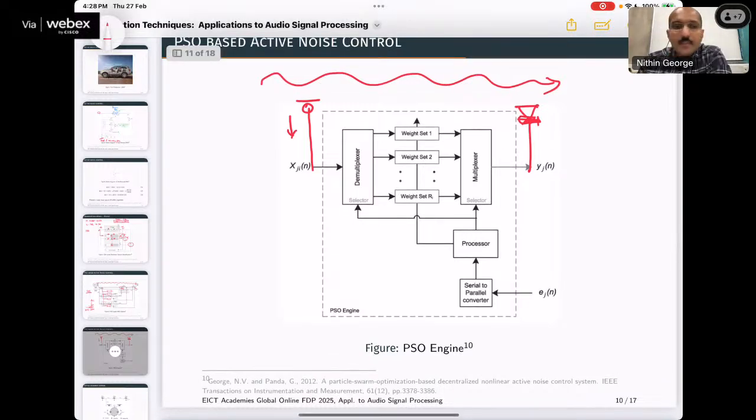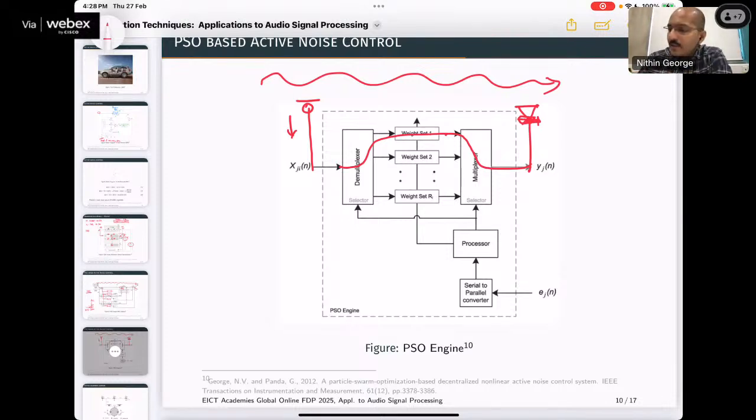You have a demultiplexer, and you pass it through the first set of weights, which corresponds to the first particle. You pass it through a model or a filter where the filter values, the filter multipliers, correspond to the position of the first particle. Then you pass it through a multiplexer and pass it through the loudspeaker.